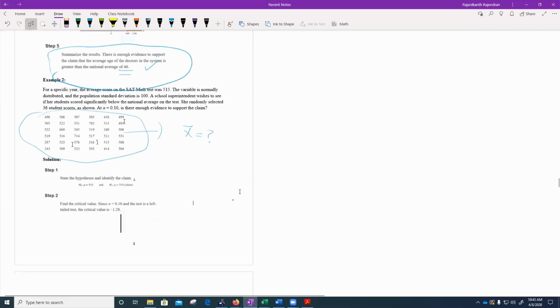Okay, right? You know now X bar. So if you go through the problem, again, we are talking about the population mean average. The standard deviation is given. Therefore, little sigma is 100. What else? Little n, 36. And alpha, 0.1.